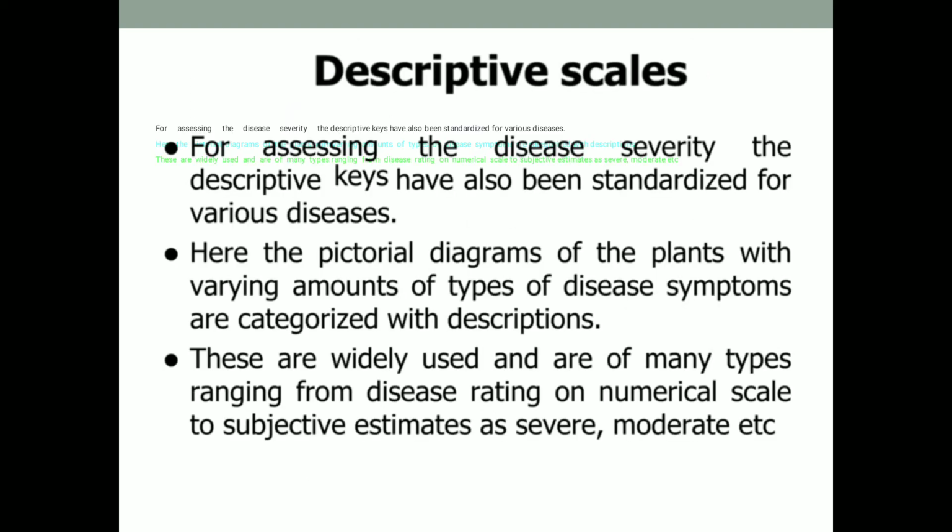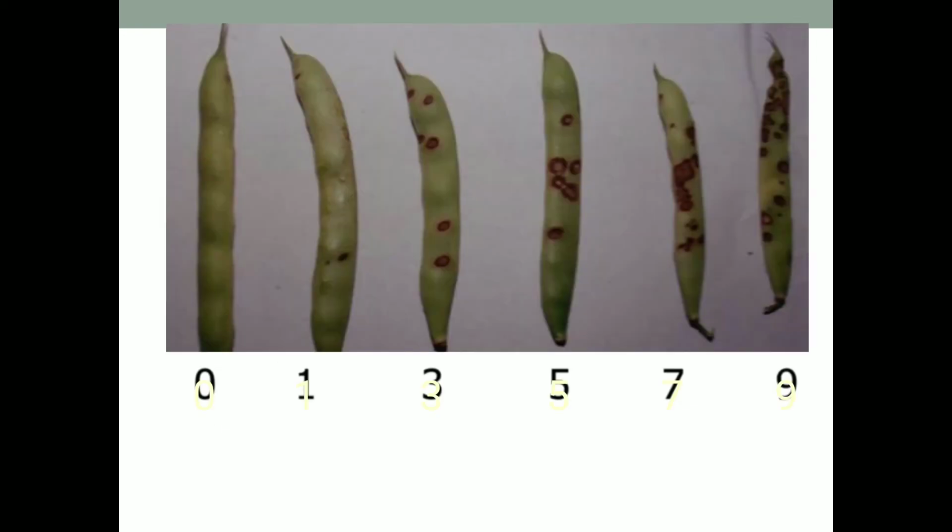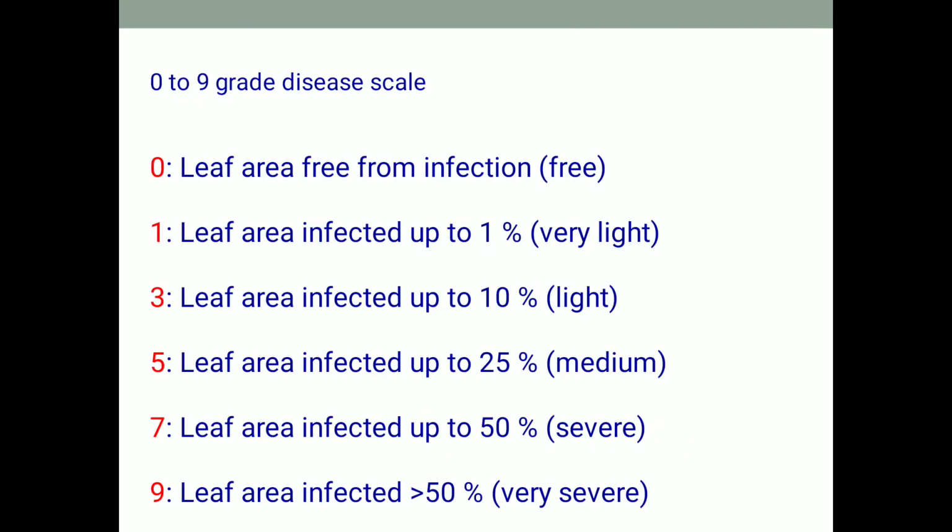Next we discuss the descriptive keys. So the descriptive keys give information about disease intensity in different grades, that is in different numerical scales depending on the disease rating. So let us see one by one. First, here the scale ranges from 0, 1, 3, 5, 7 and 9. That means here it indicates a 0 to 9 scale. Here a 0 to 9 grade disease scale is indicated.